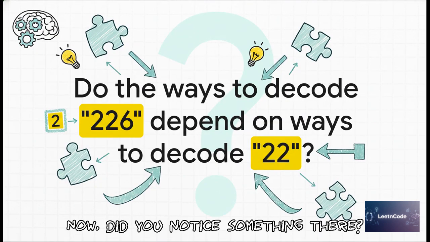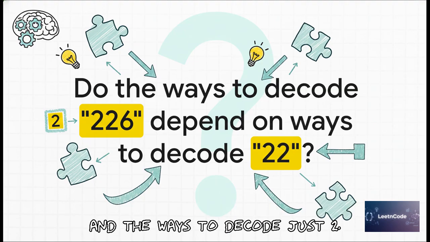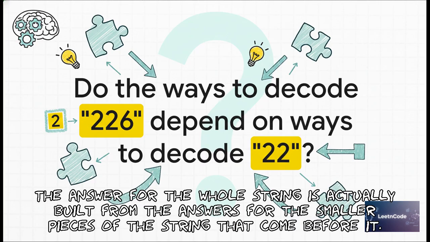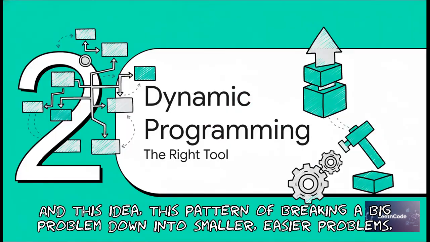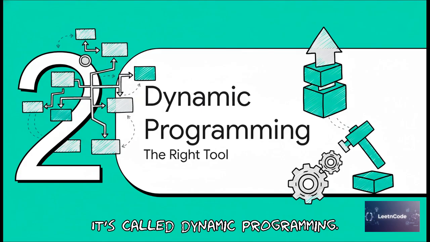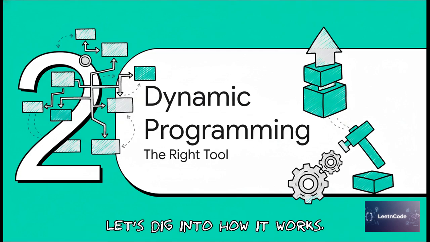Now, did you notice something there? To figure out all the ways for 226, we kind of had to think about the ways to decode 22 and the ways to decode just 2. See that? This is the big aha moment. The answer for the whole string is actually built from the answers for the smaller pieces of the string that come before it. And this idea, this pattern of breaking a big problem down into smaller, easier problems, and then using those solutions to build up to the final answer, well, that has a name. It's called dynamic programming, and it is the perfect tool for this job. Let's dig into how it works.